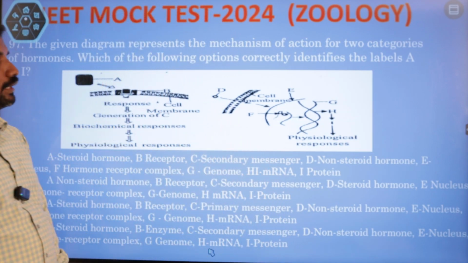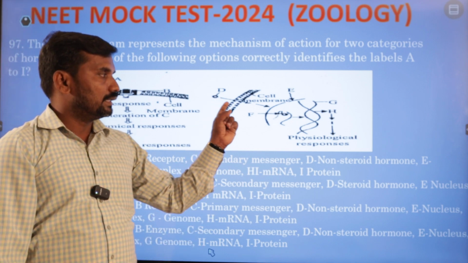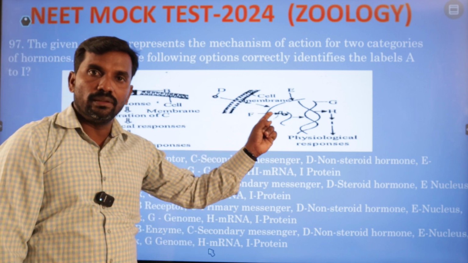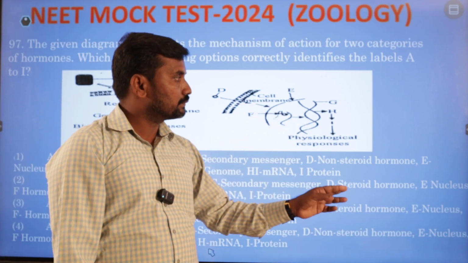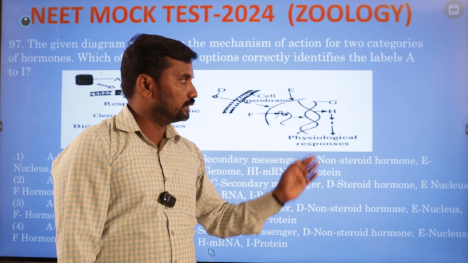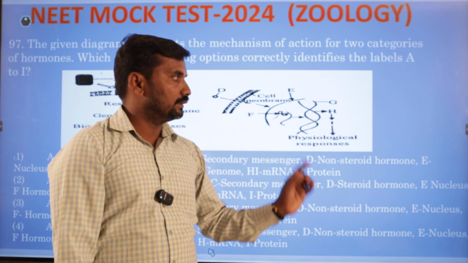But the steroidal hormone first needs to enter the nucleus of the cells. Inside the nucleus it binds to the DNA, and some kind of change occurs in the DNA. What kind of change? First it is transcribed, then translated.